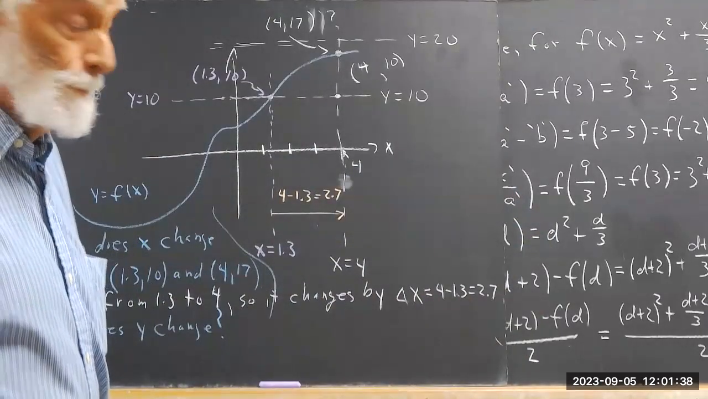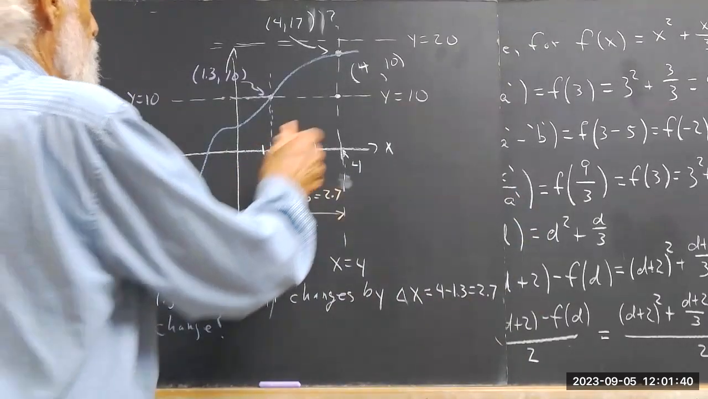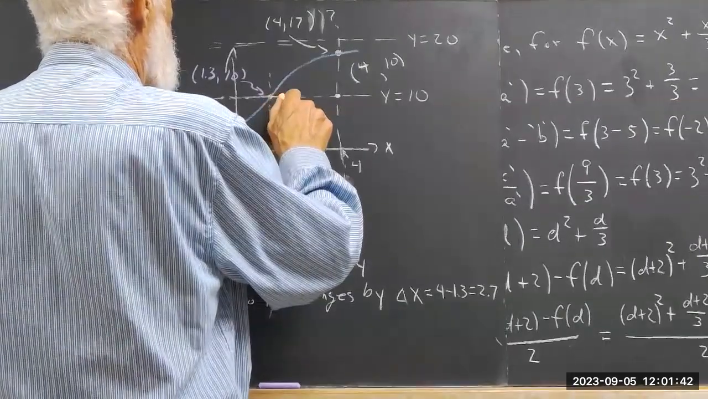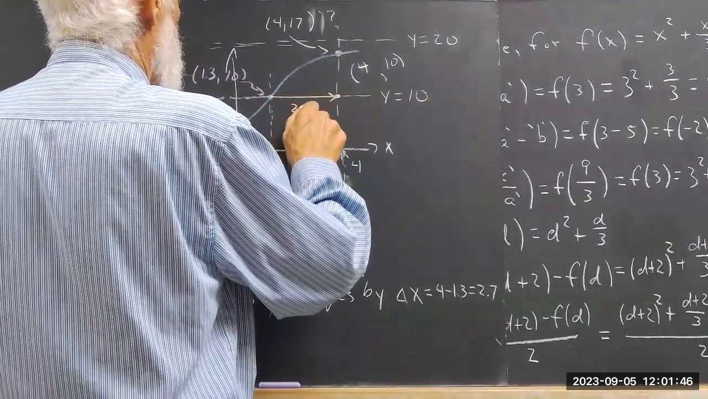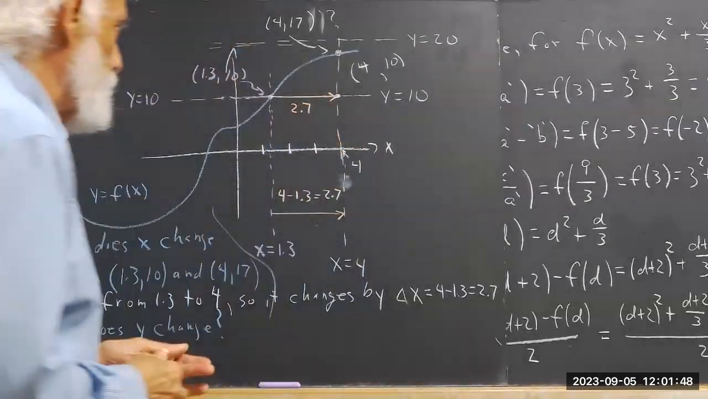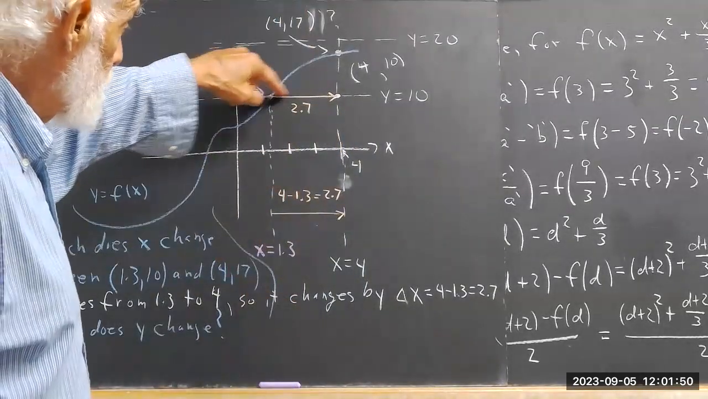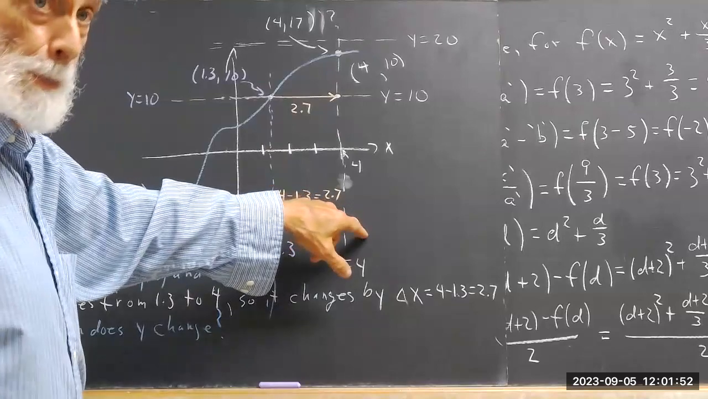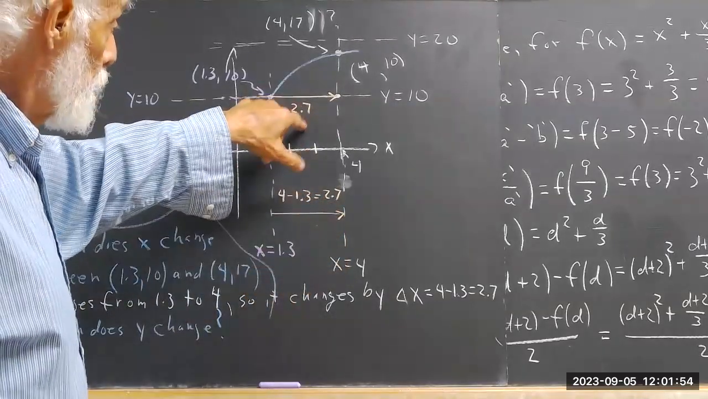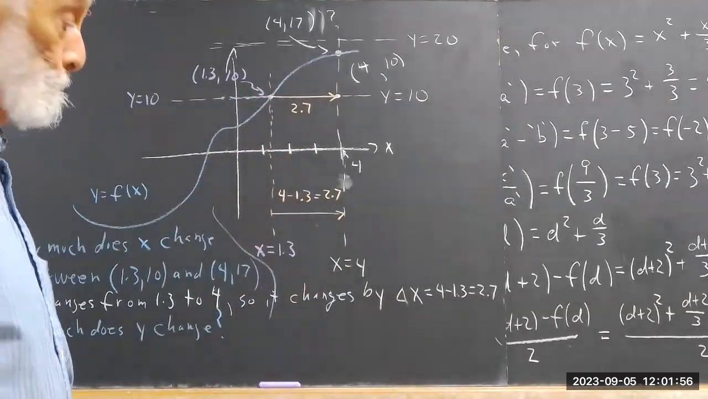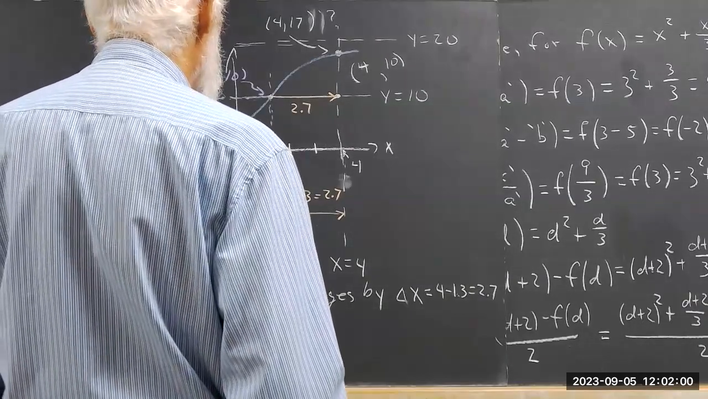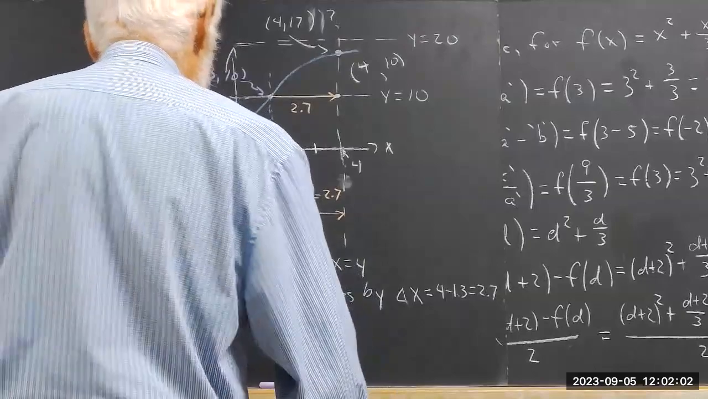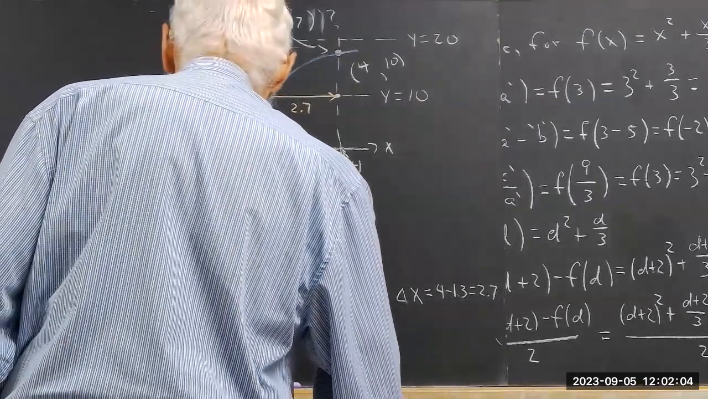Okay, there it is. And of course, we can say here, these lines are parallel, so the distance from here to here is the same as it is from here to here. So it's 2.7, right? Okay, well, now let's look at how much Y changes.